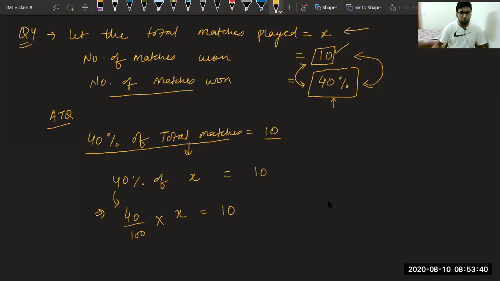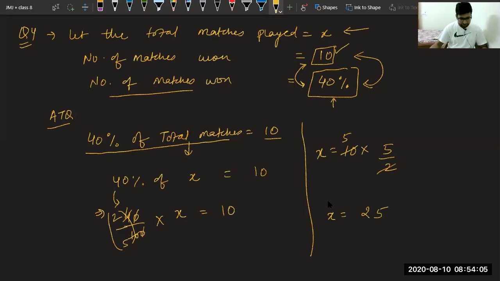Now we all know how to solve this. First we cut the zeros, 2 2s are 4, 2 5s are 10. We have the fraction 2 upon 5 on the left hand side. If we take it to the right side, it will be reciprocated and X equals 10 into 5 upon 2. If you solve it, 2 5s are 10, X will come out as 25. That is, total 25 matches were played.